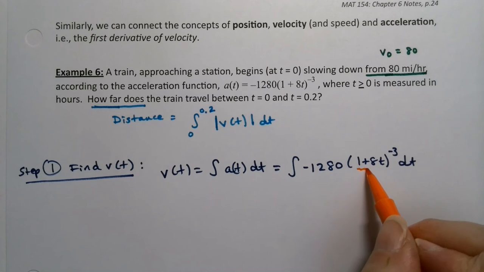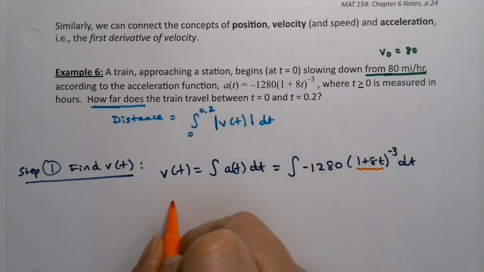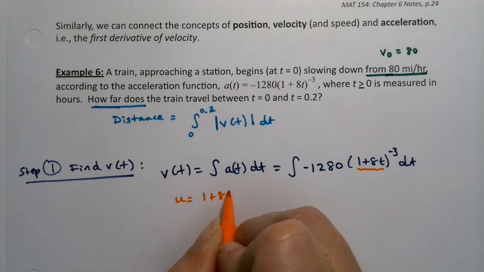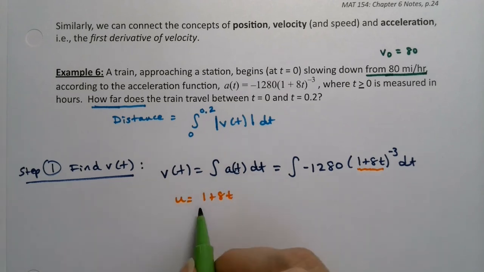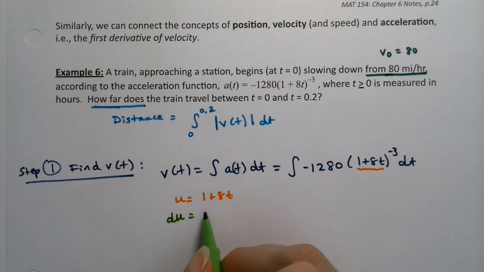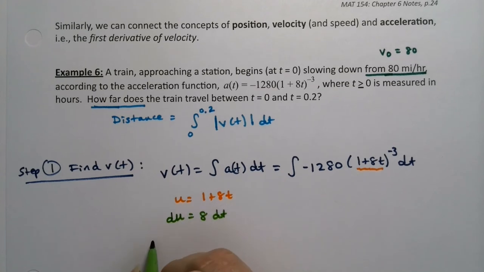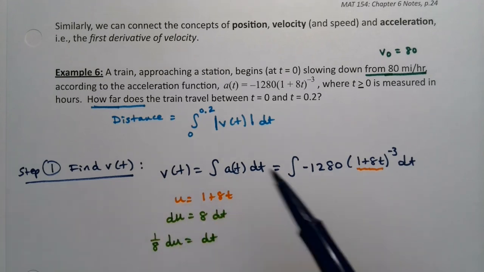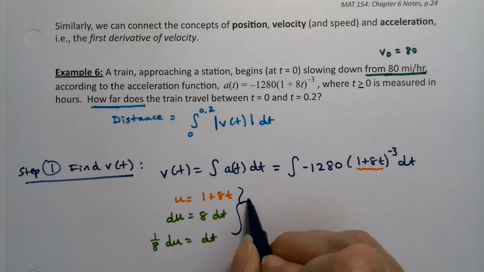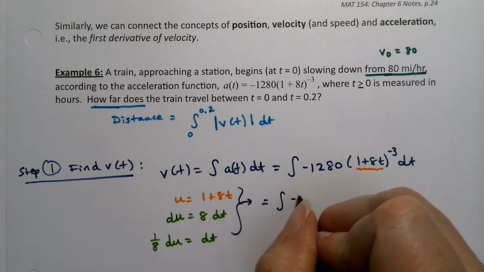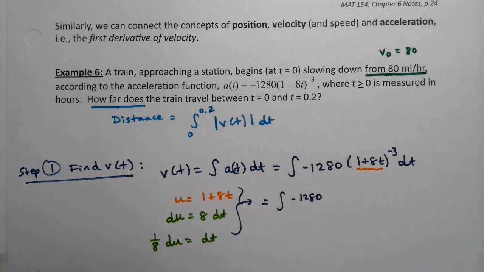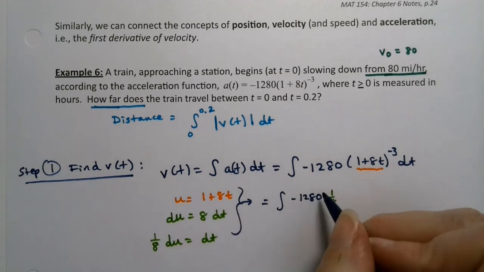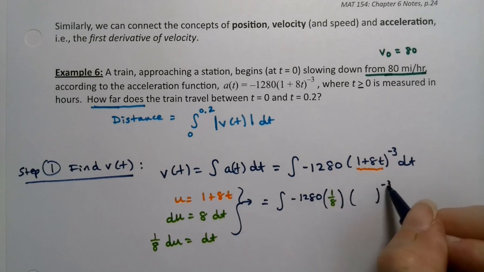Well, that is a function nested inside another one, so we are going to need u substitution, where u is 1 plus 8t, and du is 8 dt, because that's the derivative of that. I don't want the 8. Maybe I do, but I don't want to deal with it. So 1/8 du is equal to dt. Therefore I can rewrite this as the integral of negative 1,280 times 1/8 times u to the negative 3 du.